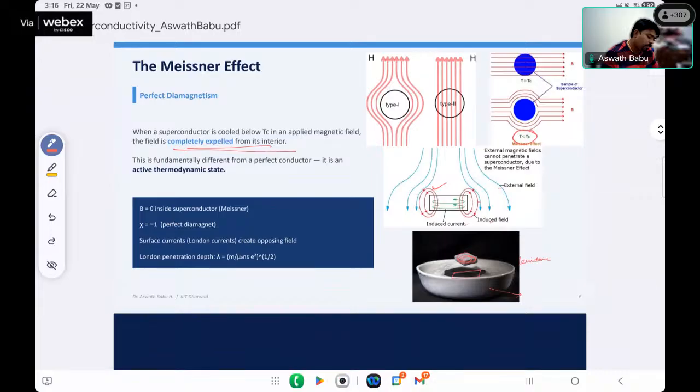If you see here, this is fundamentally different from a perfect conductor. It is an actual thermodynamic state. It is switched on only due to the temperature variation. It's a thermodynamical state. B is zero inside the material, and the susceptibility is negative.